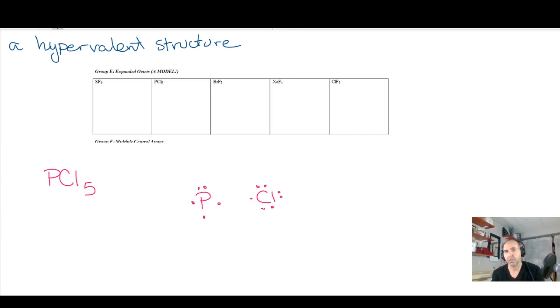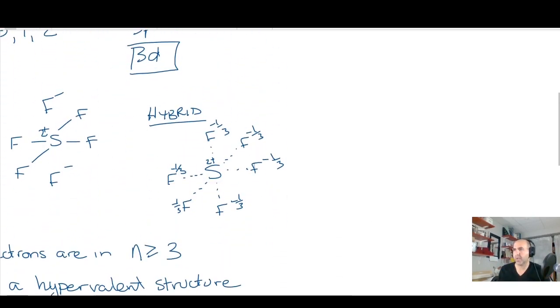I'm going to cheat here. Well, so here's the thing. This one here, this is the one you're talking about. This one is actually not hypervalent.